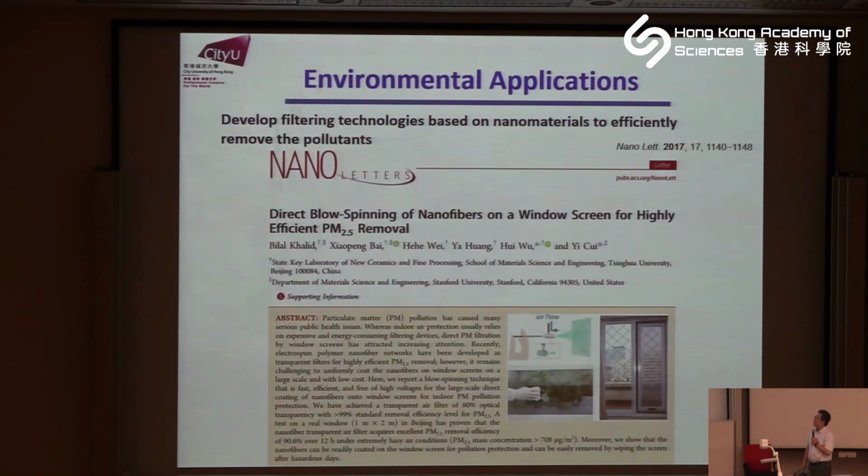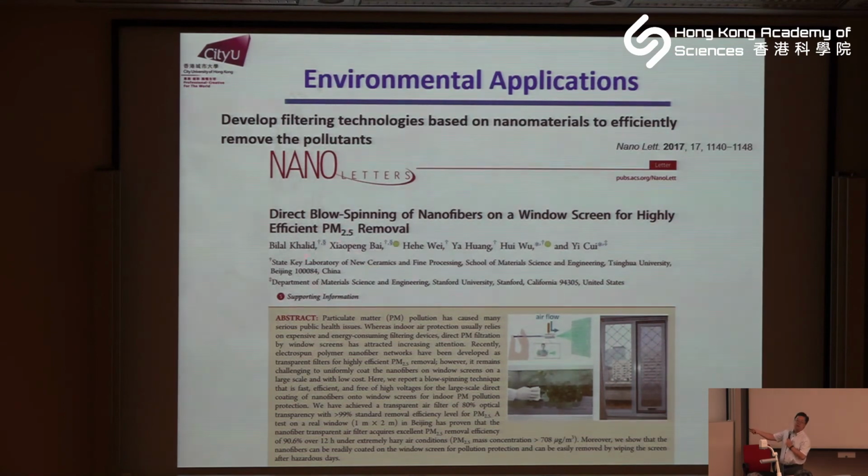Okay, so the last application I would like to share with you guys is the environmental applications. So as you can see, when we have the nanomaterial, we can make it as fibers. And the fiber is like a mesh. So it's like a filter. So those filters can be used, for example, to get rid of particles. So in this research group in the US, basically they use the nanofibers to create a large area mesh and to remove the PM2.5 particle. Okay?